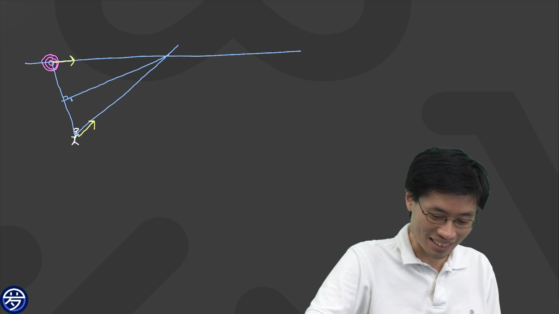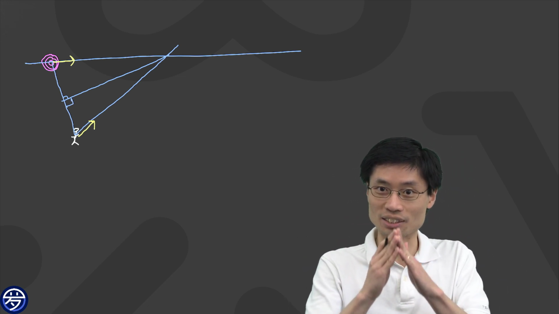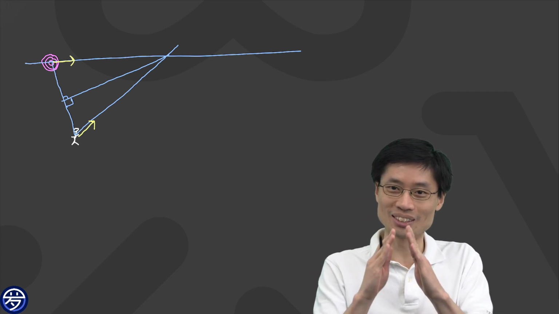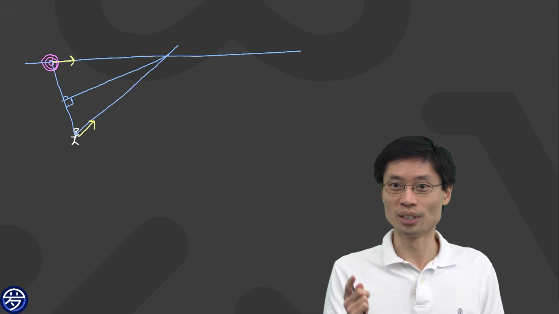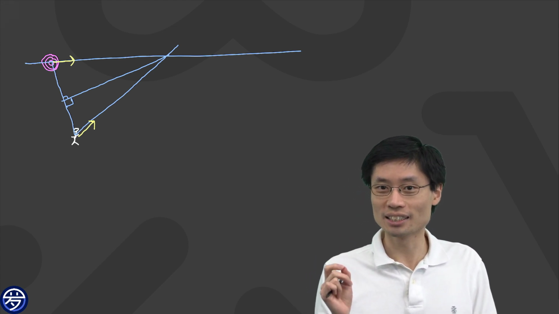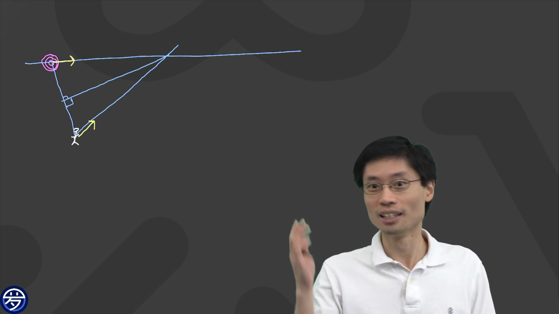Since you have an isosceles triangle, these two sides happen to be the same length. So this is great. So the people who are asking, how do you aim? If you know that the speed of your projectile is exactly equal to the speed of the target, and the target is moving in a straight line, then this is what you can do.